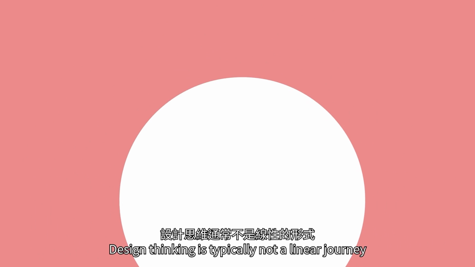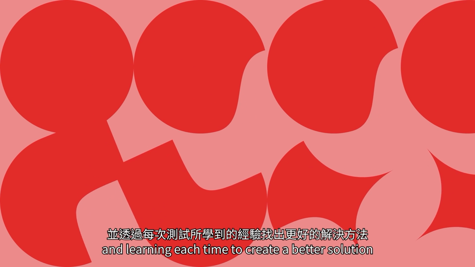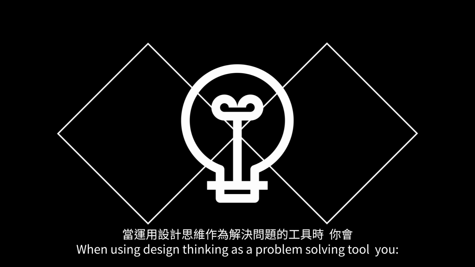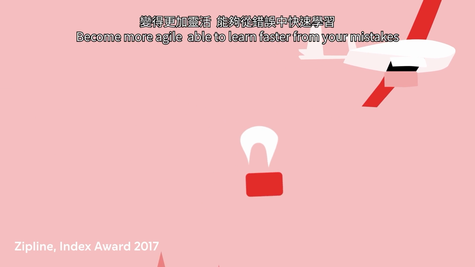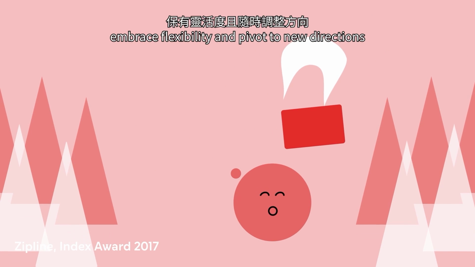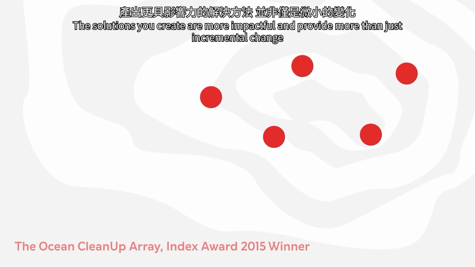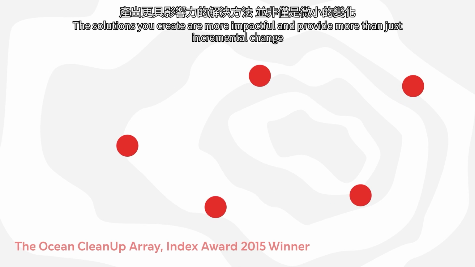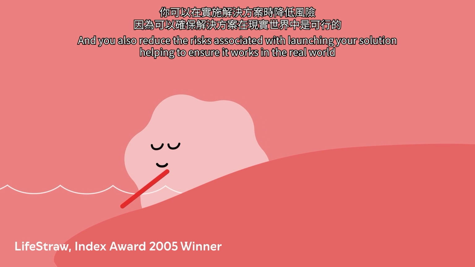Design thinking is typically not a linear journey, but is an iterative process. This means testing with users in their real context and learning each time to create a better solution. When using design thinking as a problem-solving tool, you become more agile, able to learn faster from your mistakes, embrace flexibility, and pivot to new directions. The solutions you create are more impactful and provide more than just incremental change. And you also reduce the risks associated with launching your solution, helping to ensure it works in the real world.